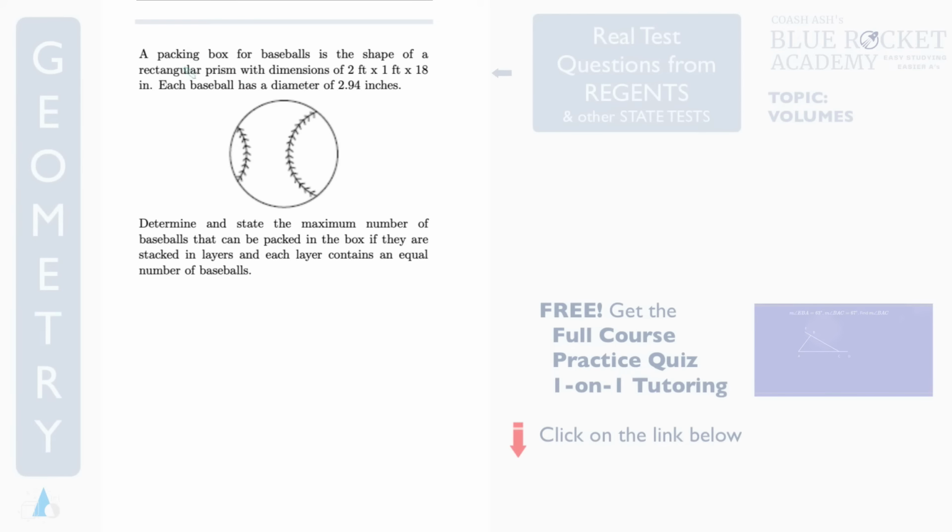All right, so we're given a rectangular prism with dimensions of these types: 2 feet, 1 foot, 18 inches, and then the baseball has 2.94 inches. So the first thing you want to do is convert these 2 feet and 1 foot to inches. So of course, 12 inches is 1 foot. So if you have 2 feet, then it's going to be 24 inches. So basically, the dimensions of this box are 2 feet, but instead of that, I'm going to write down 24 inches because everything should be in inches here. 1 foot becomes 12 inches, and then of course 18 inches remains the same.